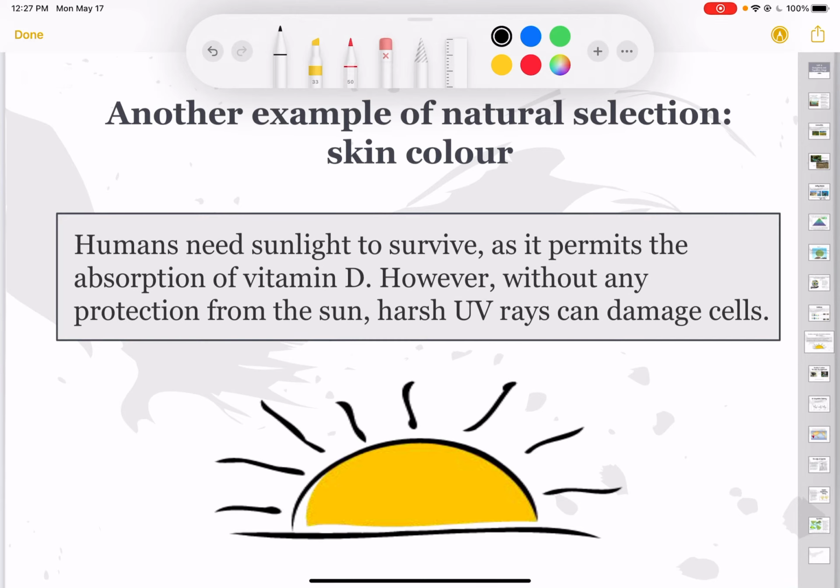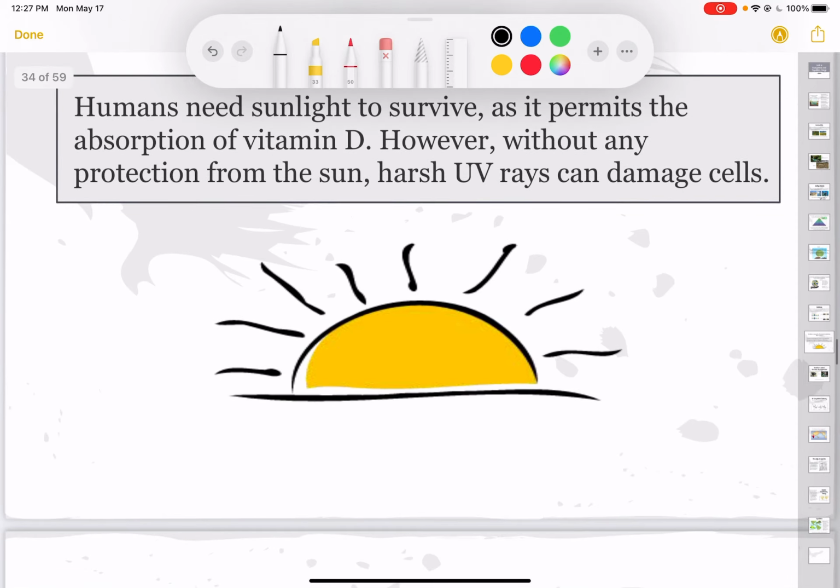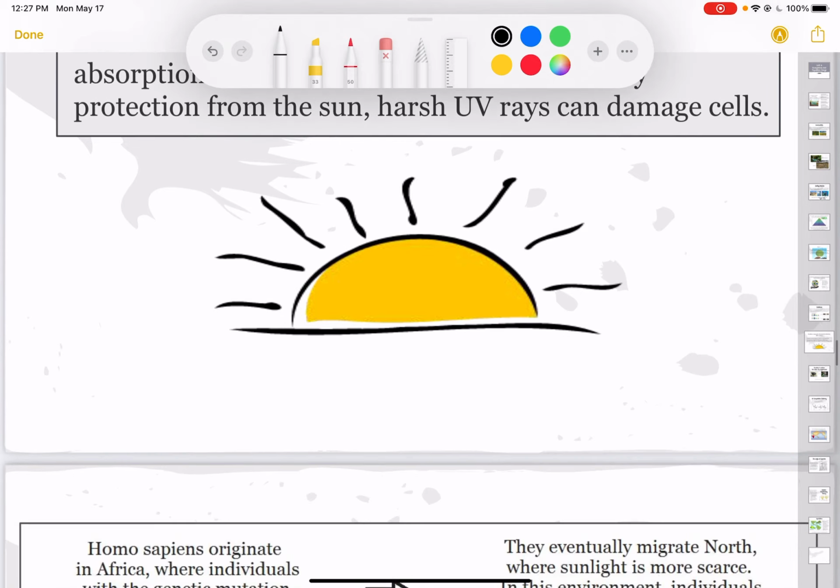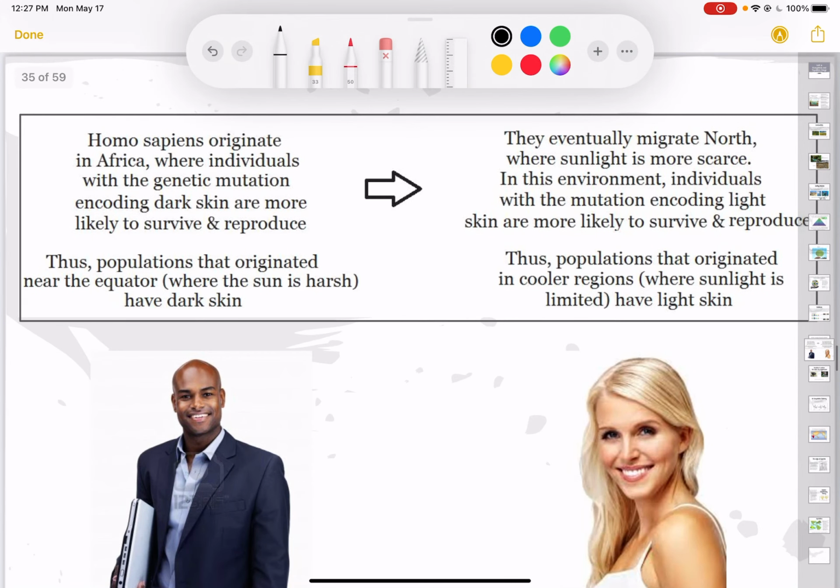Another example of natural selection is in skin color. So humans need sunlight to survive, as it permits the absorption of vitamin D. However, without any protection from the sun, harsh UV rays can damage your cells. So Homo sapiens originated in Africa, where individuals with genetic mutations encoding dark skin are more likely to survive and reproduce. Thus, populations that originated near the equator, where the sun is harsh, have dark skin. So harsher suns allow you to burn less when you have darker skin.